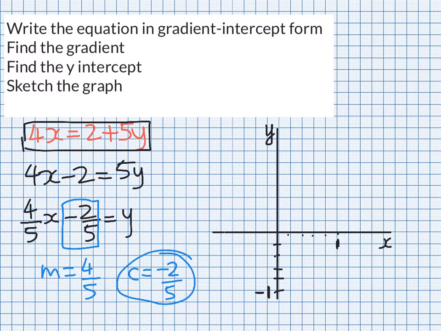So negative 2/5 is going to be this point down here, and my gradient is going up 4 and out 5. Now that will still work out 4/5 and up 5/5 if I count squares. So first we go across 5, 1, 2, 3, 4, 5, and then we go up 4, 1, 2, 3, 4, up to here. And we're going to join those up now.